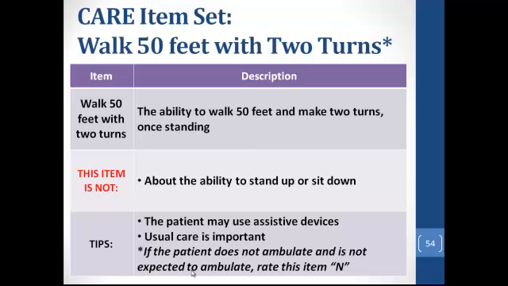While there are no hard and fast rules in the care tool about how far to walk before turning, the 2 pieces of this task must be met, 50 feet and 2 turns. However, this item is not about the ability to stand up or sit down. The patient can use whatever assisted devices he or she wishes, and again, if the patient does not ambulate and is not expected to ambulate, this item would be coded as activity not attempted. But if the patient does not ambulate at evaluation, but it is a goal, this item would be rated as 1 or dependent.